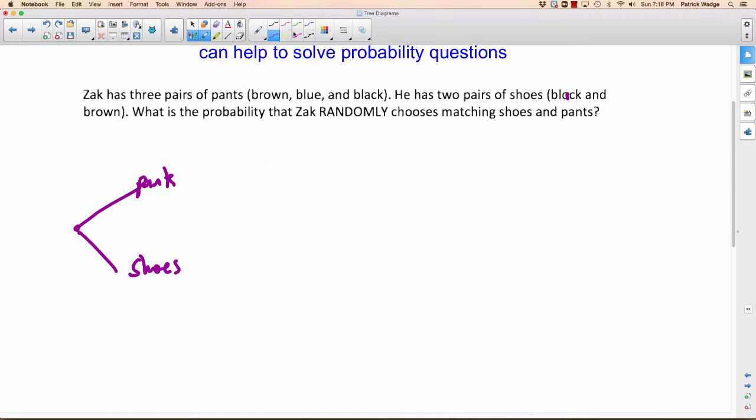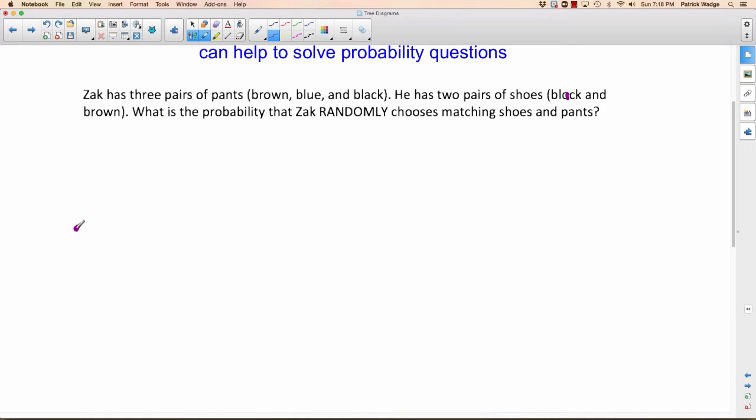But this is wrong. What you need to do is focus in on one of those 2 things at a time. Either look at the pants first or look at the shoes first. Well, since pants are listed first, I'm going to look at the pants. How many different types of pants are there available to Zach?